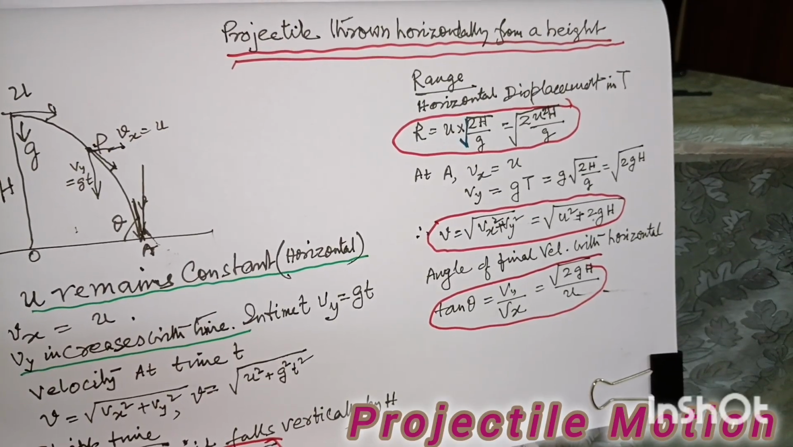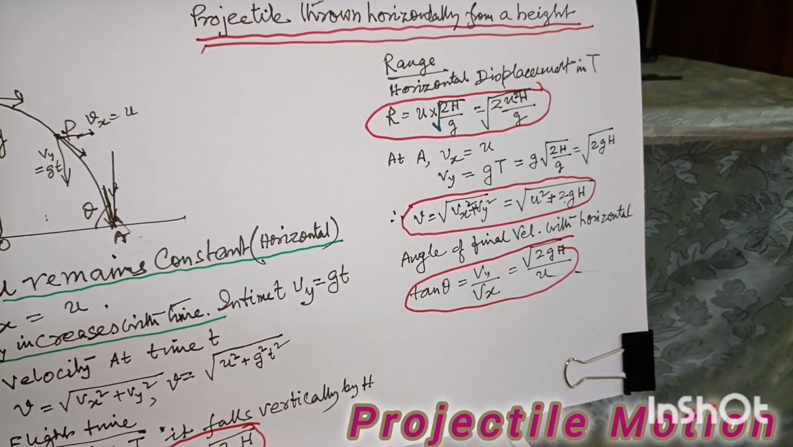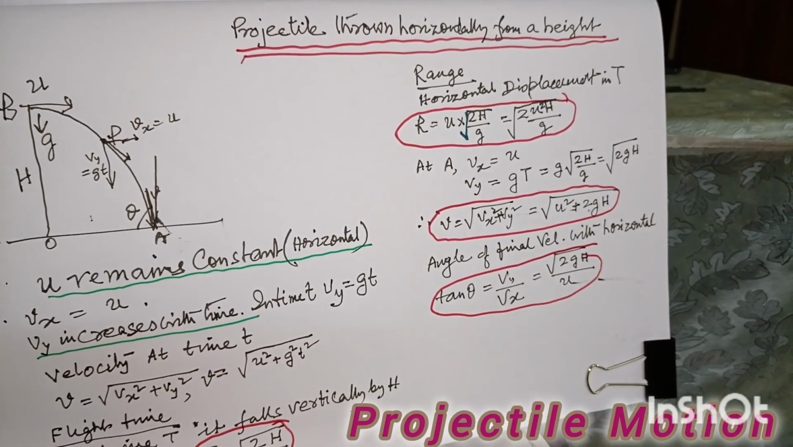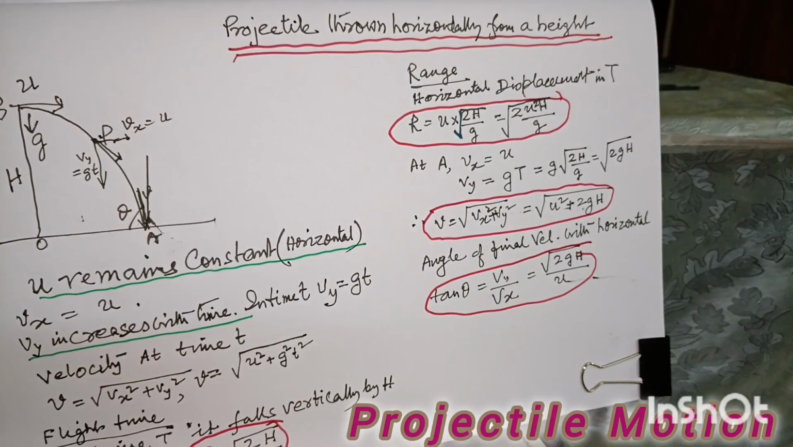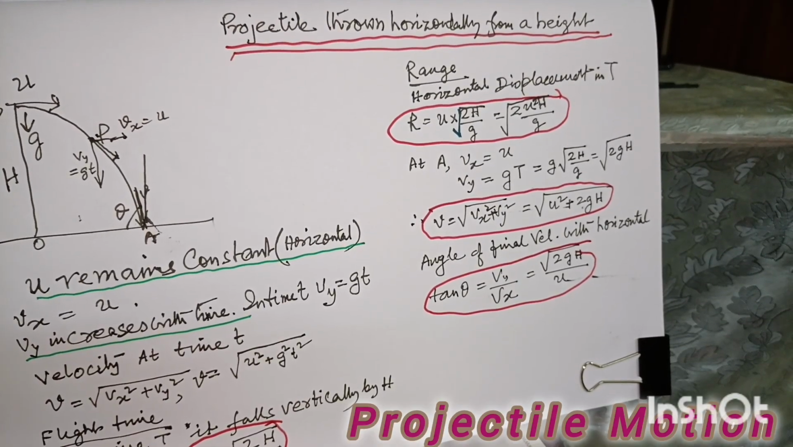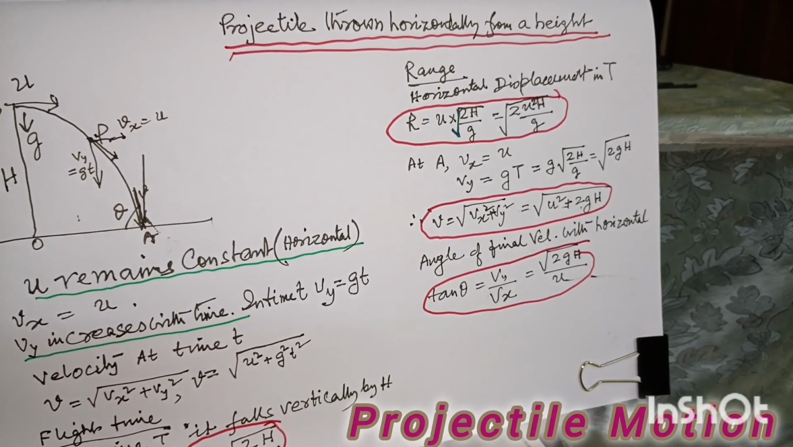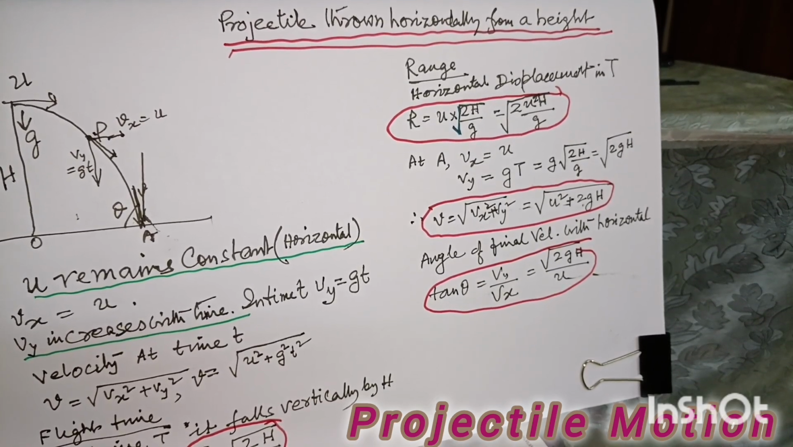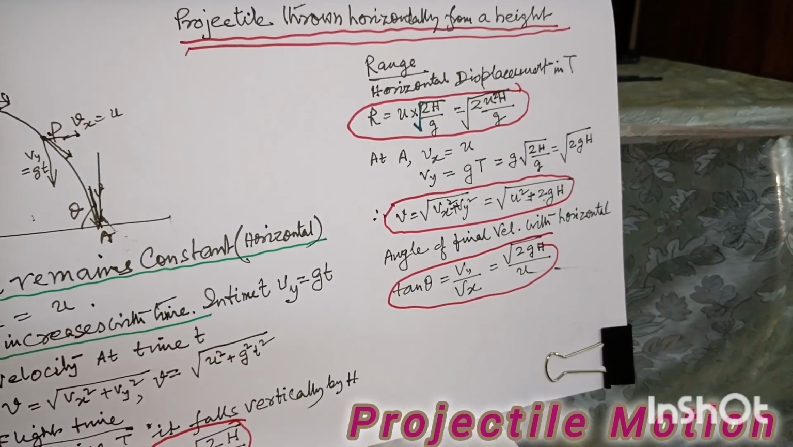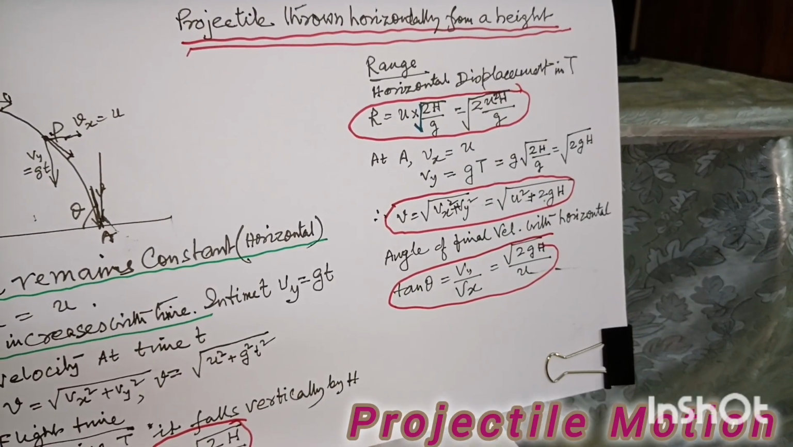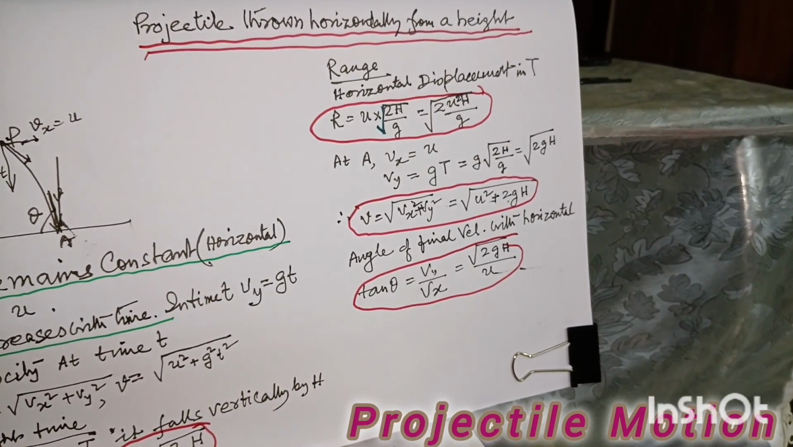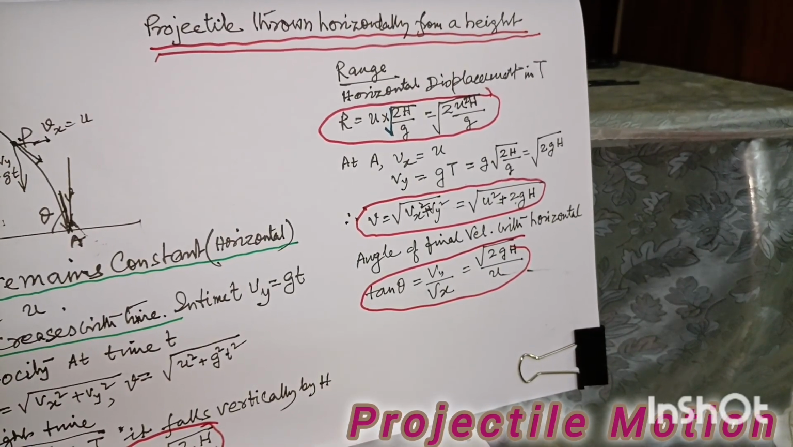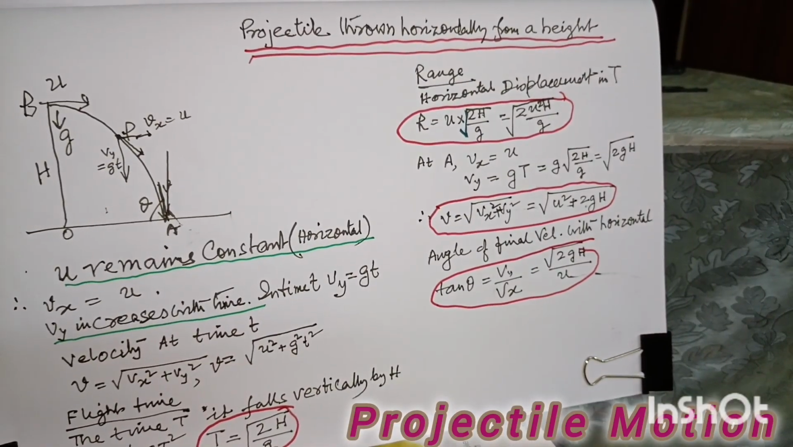Now at A, when it is falling on the ground, the two components are there. One is u, Vx is always constant, so Vx is u, and Vy is g into time. Here the time is the time of flight, because after the time of flight it will fall at A. So Vy will be g into root over 2h by g, which becomes root over 2gh. So Vx becomes u, and Vy becomes root over 2gh when it falls.